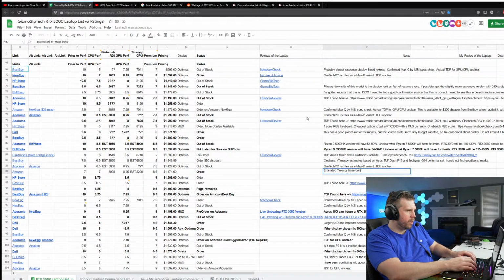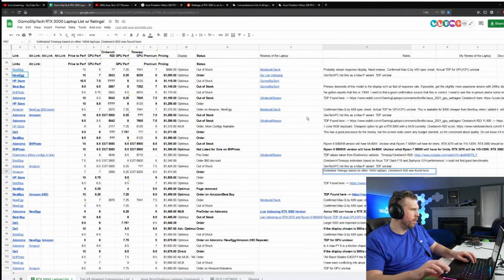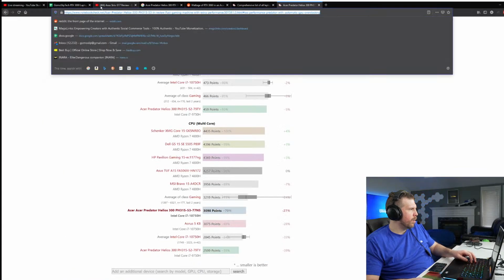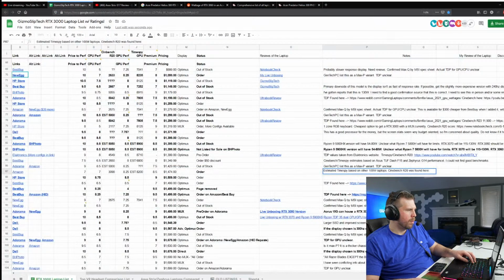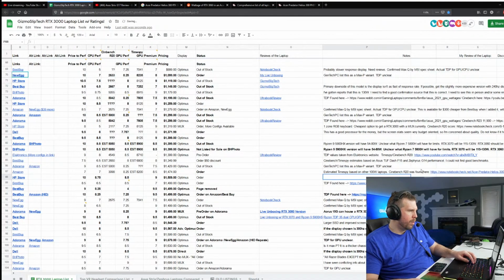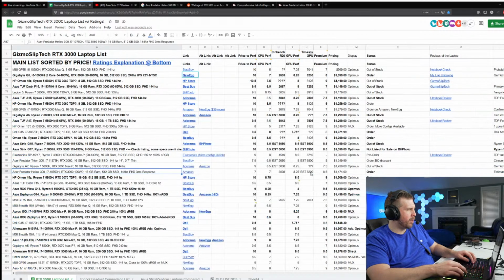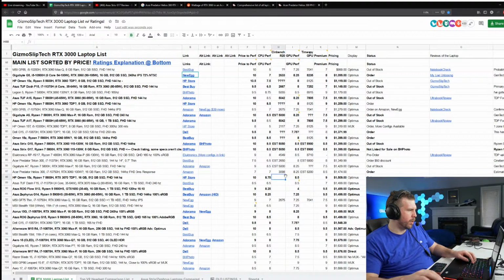Let's base it on other 100 watt laptops. Cinebench R20 was found here. Boom. Cool. Does the Omen 15 have a mux switch? The Intel version has a mux switch. The Ryzen version does not have a mux switch.